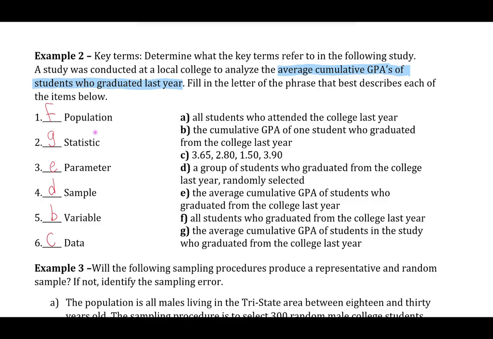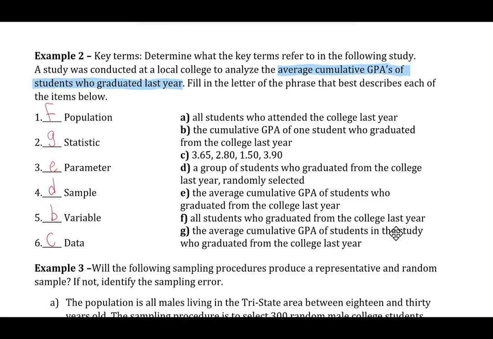The population would be all students who graduated from the college. It can be a little bit confusing because A is talking about the students who attended the college, but we specifically want only those that graduated last year. The statistic is a value or characteristic that describes a sample. In this case, it would be G. It would be the cumulative GPA of students in the study who graduated from the college last year.